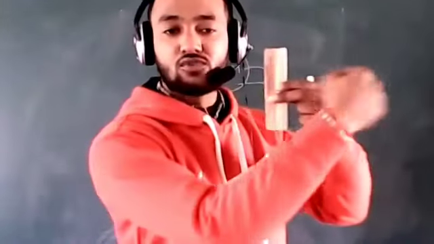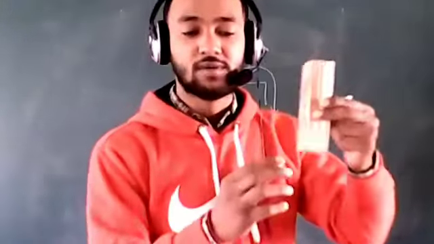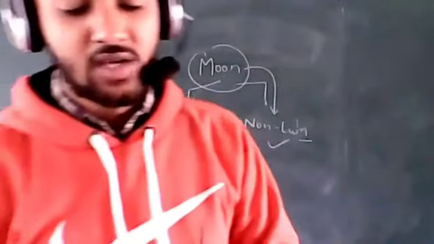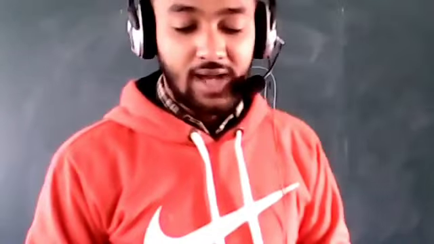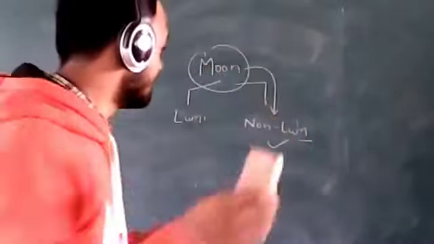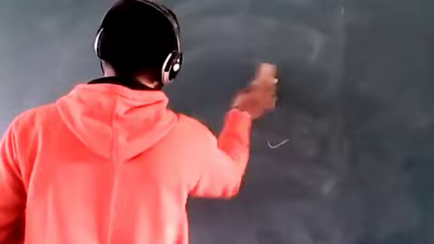So what happens when light falls on an opaque object? Light cannot pass through the opaque object, so there is a shadow formation. So now our next topic is shadow. When light falls on an opaque object, we see a dark area on the other side of the object. You can see here.